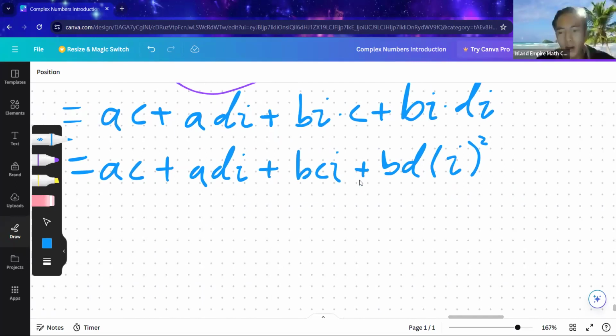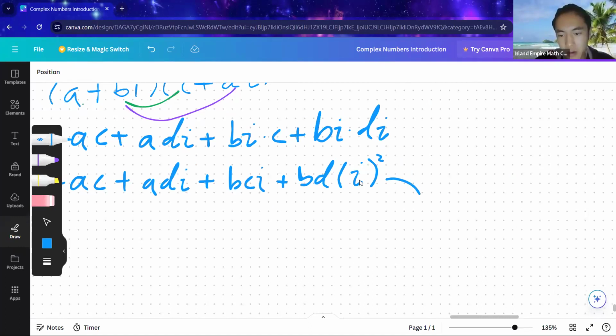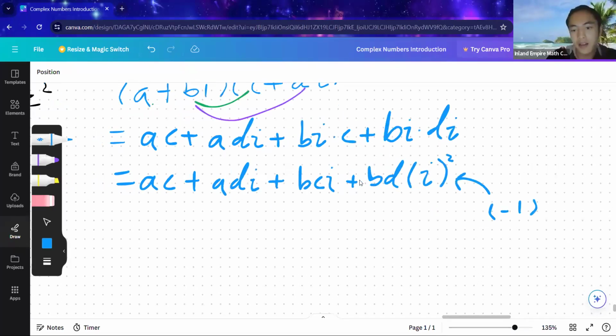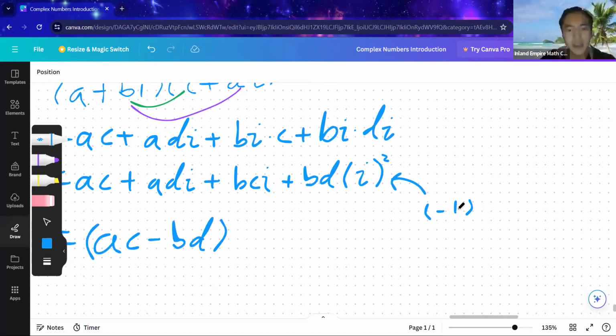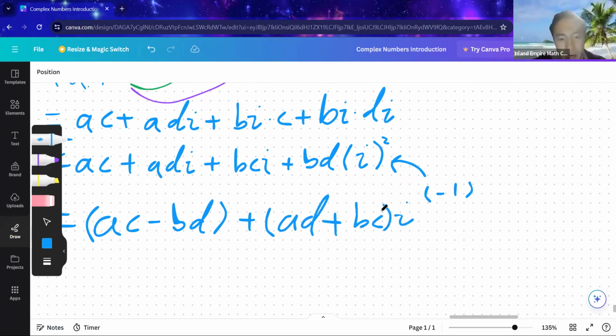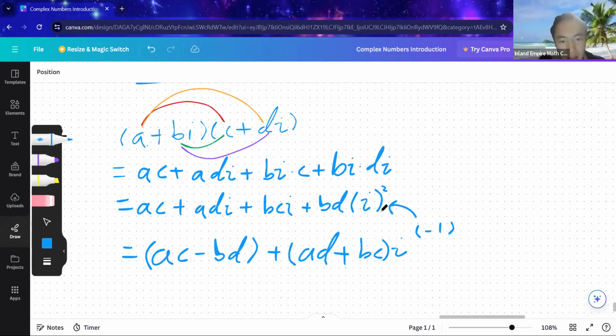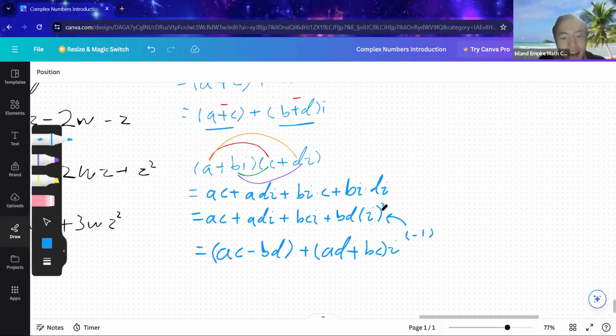But then this BDi squared really becomes minus BD, right? Because again, i squared is equal to -1. And so again, this is just like an addition problem, right? You group the real parts together, AC minus BD. Again, BD is real because i squared is equal to -1, so it just becomes a negative sign. And you add that to ADi plus BCi, and you can again factor out the i. And this would give you a complex product. And so this is how you would do multiplication with complex numbers.